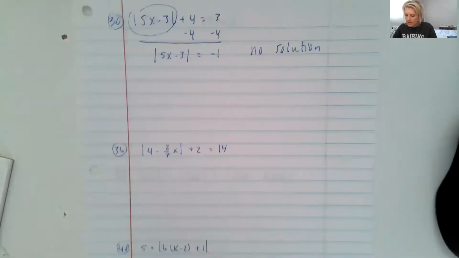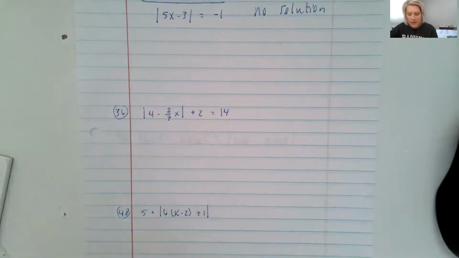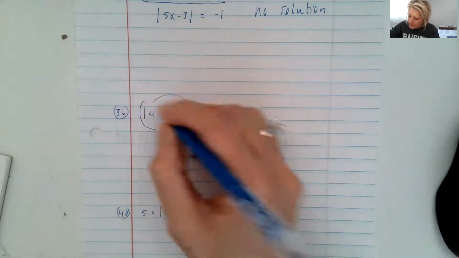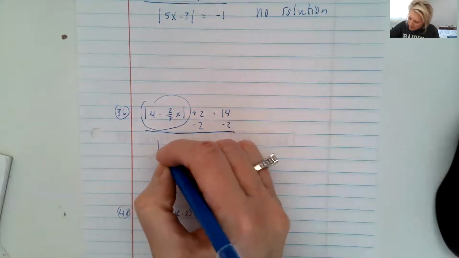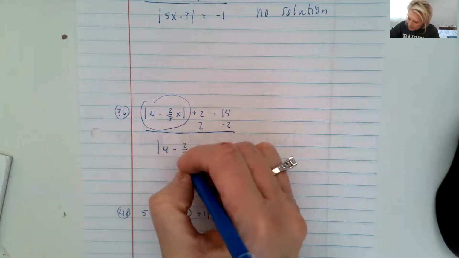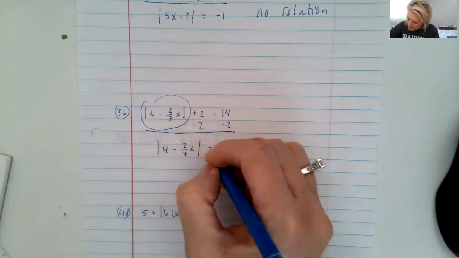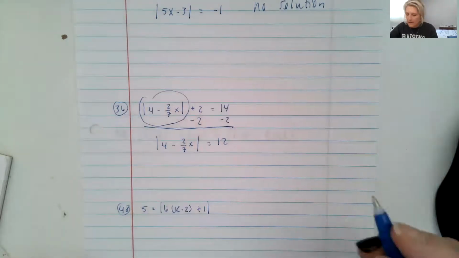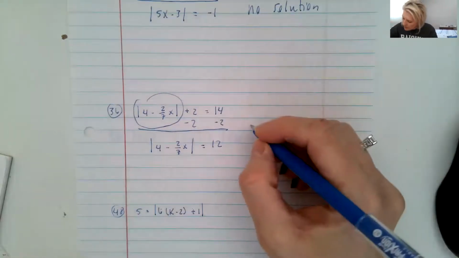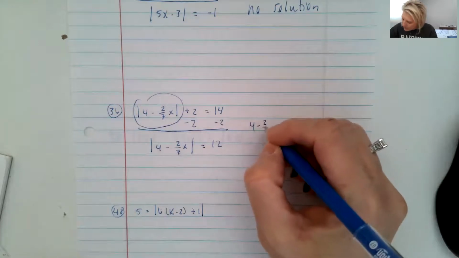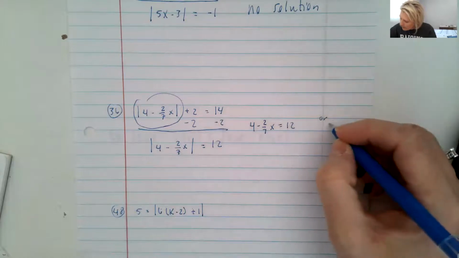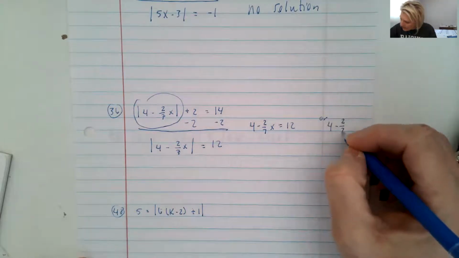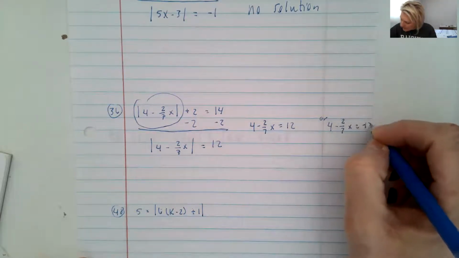Okay, let's try number 36. We're going to isolate the absolute value by subtracting 2. So the absolute value of 4 minus 2/7 x equals 12. And then we're going to say, okay, so 4 minus 2/7 x equals 12, or 4 minus 2/7 x equals a negative 12.